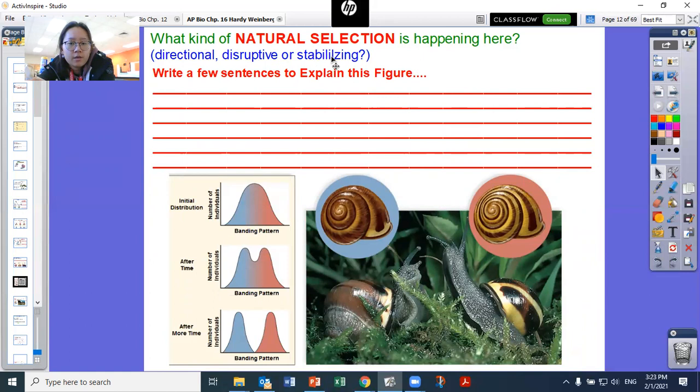Here we have another example. So there are two kinds of banding patterns on snail shells, and the initial distribution starts with the spectrum having mainly an intermediate population between these two, where it's kind of just like it has a stripe, but is blended with the brown background. And slowly the banding pattern is shifting towards the two extremes, to be fully banded and fully colored in. Is that going to be directional, disruptive, or stabilizing? And tell me why.